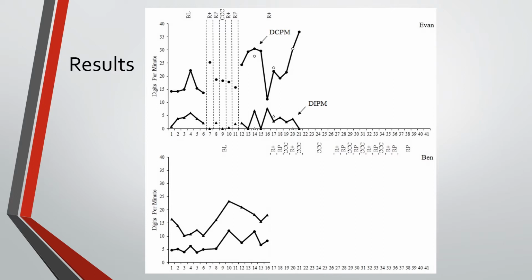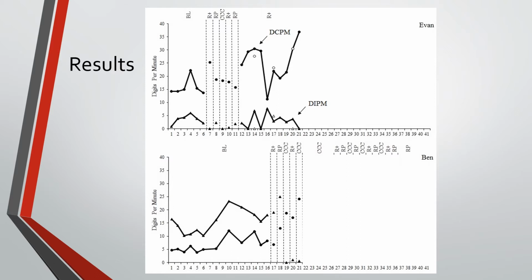And so after there is this initial decrease in his digits correct per minute in session 16, we conducted a preference assessment and got new reinforcers for Evan. And so that's when we see this spike back up in his digits correct per minute. And so for Ben, again, correctly identified as an inaccurate responder with more digits incorrect per minute than digits correct per minute.